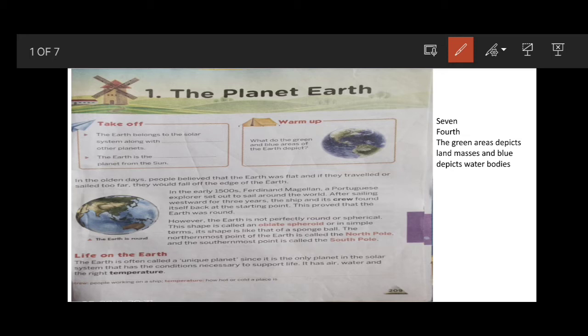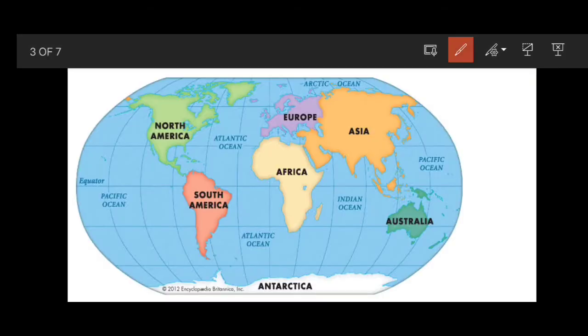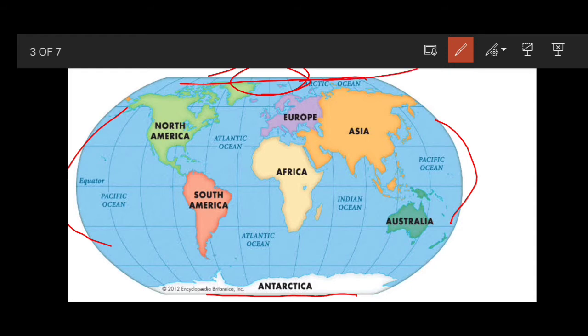The shape of the earth is an oblate spheroid. It is like a sponge ball. This is the earth, flat at the top and bottom and bulging out at the center. The topmost part, the northernmost part, is known as the North Pole, and the bottom part, the southernmost part, is called the South Pole.